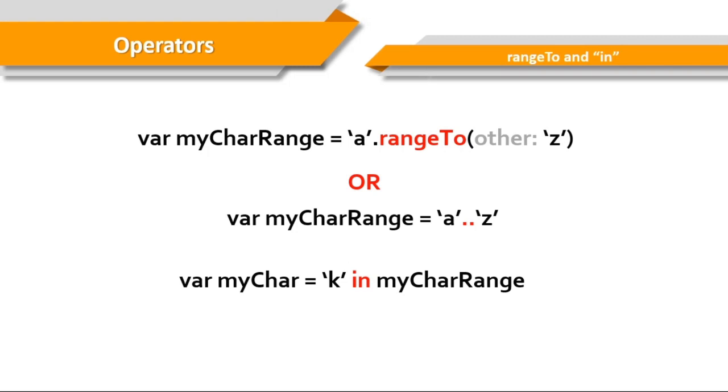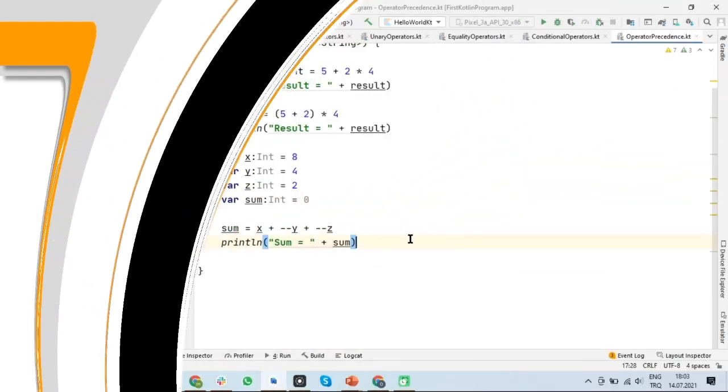All right. Okay, so let's find out if the letter K is in this range just by using the in operator. If the letter K exists in this range, the variable myChar is true. If not, it'll be false. All right? So that's the quick and dirty of the rangeTo operation. Let's just move on to Android Studio and you'll see how to use it in practice.